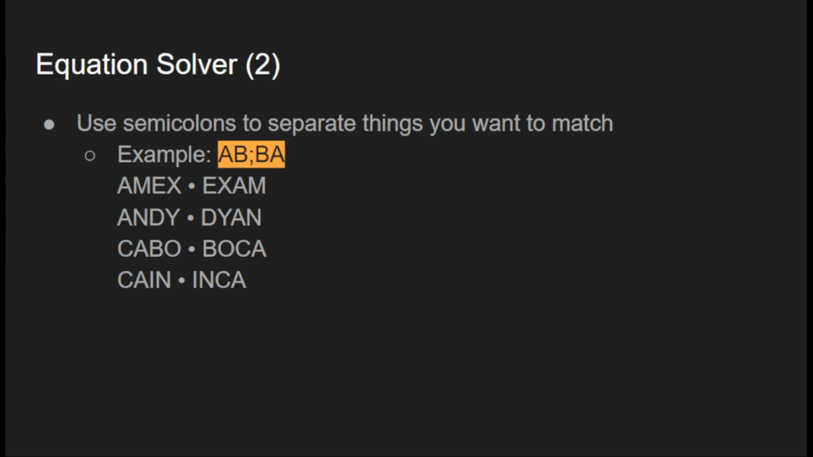Well, the interesting part of the equation solver comes from this. You can use semicolons to separate things you want to match. And the example that I was always most intrigued by that Cat could do is this AB semicolon BA. So what we're matching here is 2 separate words, right? One is of the form AB, and the other is of the form BA. So we have Amex, which matches the first syntax, of course, and then exam, which is the second part switched with the first part. It also matches Andy and Diane, Cabo and Boca, Cane and Inca.